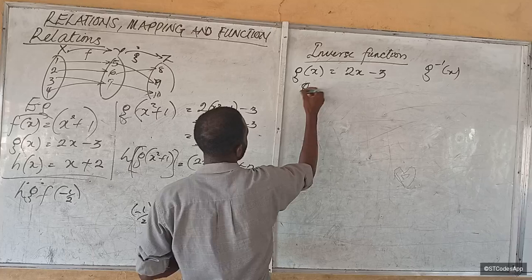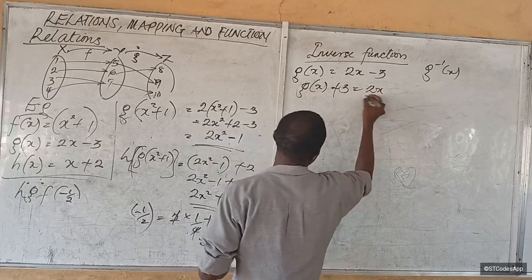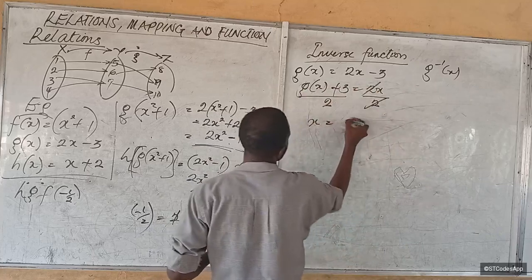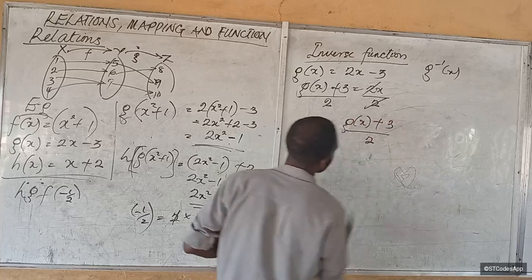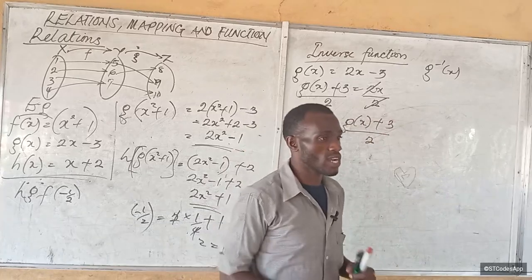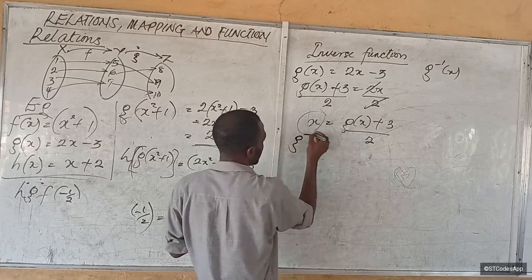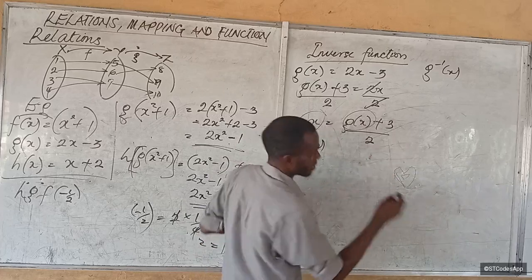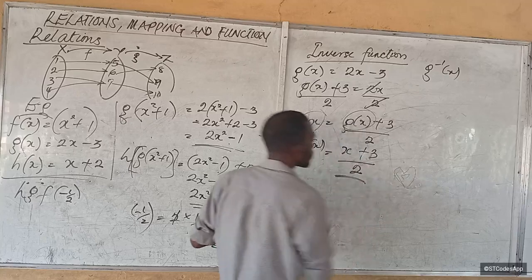So how do you do that? Bring this guy here, becomes g of x plus 3 is equal to what? 2x. Then you now divide both sides by 2. So when you divide both sides by 2, x is going to what? G of x plus 3 over 2. Now because it's the inverse you are trying to make, you are going to change this x to g inverse of x and change this place to x. That becomes x plus 3 over 2.